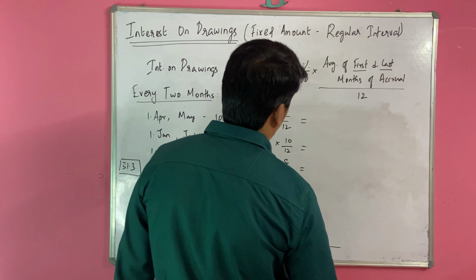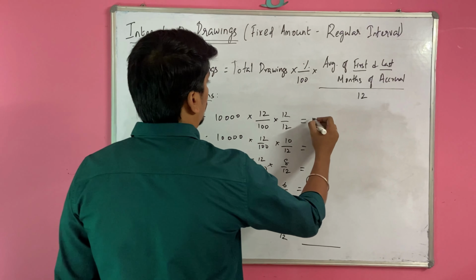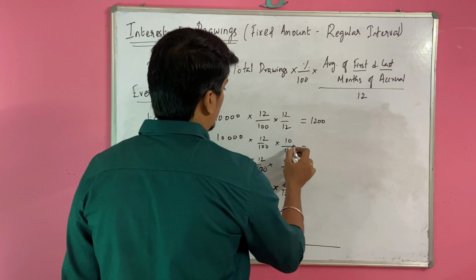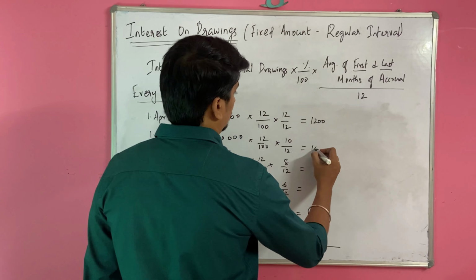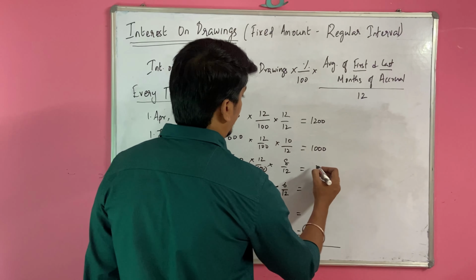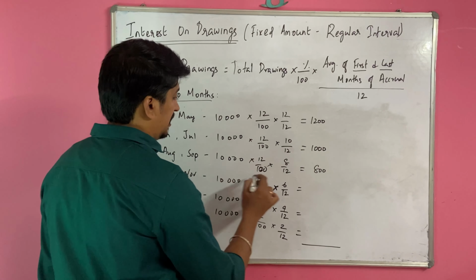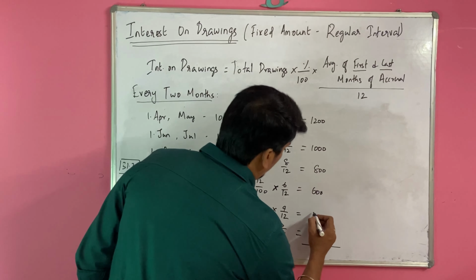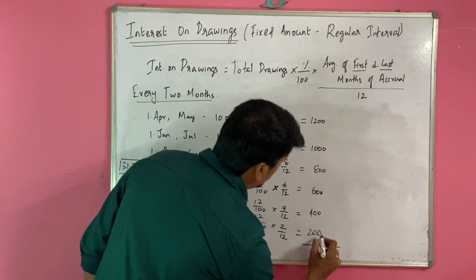Then at last we will add it together. This one comes 1200. This 12 will get cancelled. 10 10 10 10, so 1000, and 12 12 00, 100 into 8, 800. 12 12 00, 100 into 6, 600. Similarly it becomes 100 into 4, 400, 100 into 2, 200.